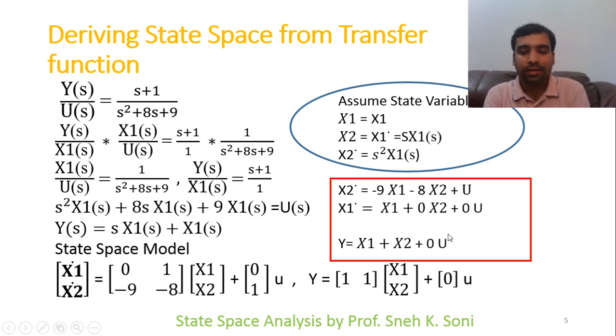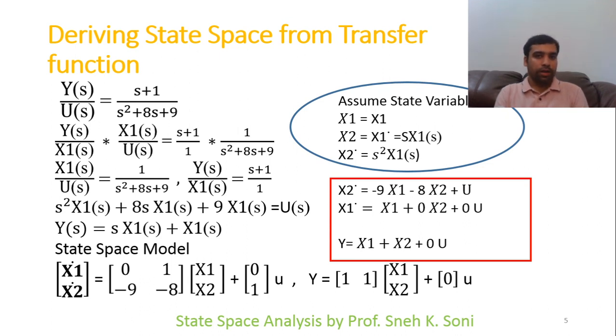So from this, if I represent it in the state model, matrix A will be 0 1, minus 9 minus 8, matrix B will be 0 1, C will be 1 1, and D will be 0.